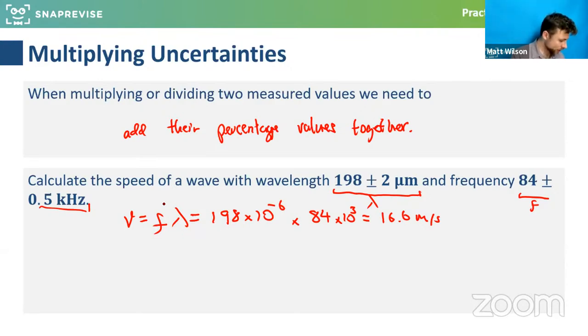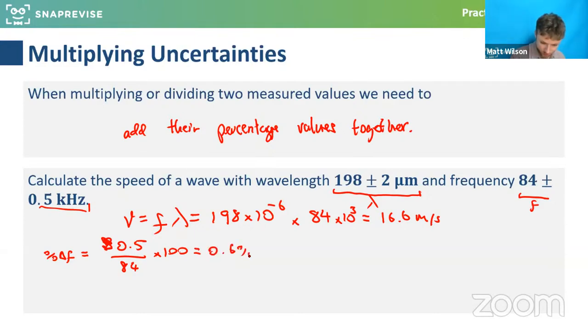So let's calculate the percentage uncertainty in the frequency. So the percentage uncertainty for the frequency is going to be equal to the actual uncertainty, which is, oh sorry, no, 0.5 kilohertz. The actual value was 84 kilohertz. Don't have to worry about units because they both have the same units. And then times 100. If you chuck that in a calculator, you'll get 0.6%. So that's the percentage uncertainty for frequency.